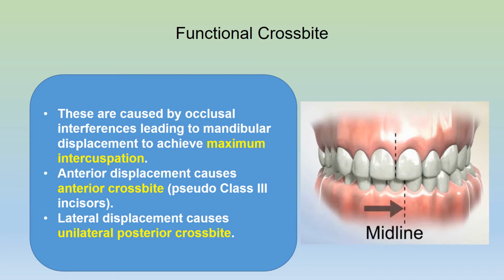Now, functional crossbite. Functional crossbites are caused by occlusal interferences leading to mandibular displacement to achieve maximum intercuspation. Anterior displacement of the mandible causes anterior crossbite, also known as a pseudo class 3 relationship. Lateral displacement of the mandible causes a unilateral posterior crossbite.